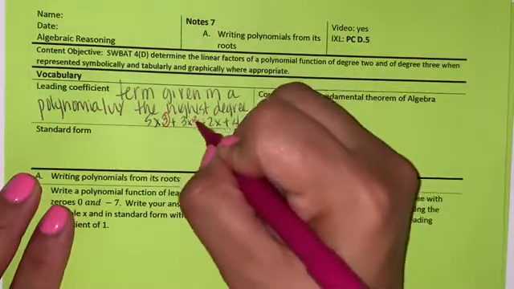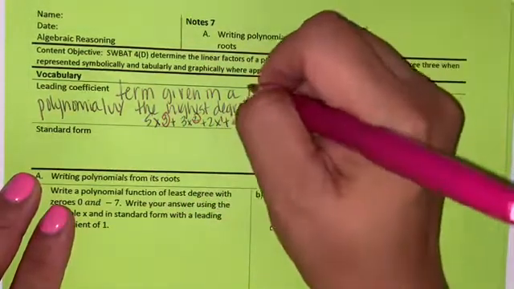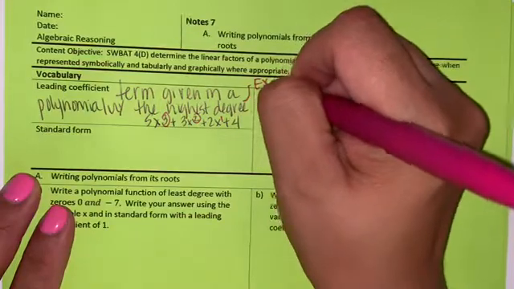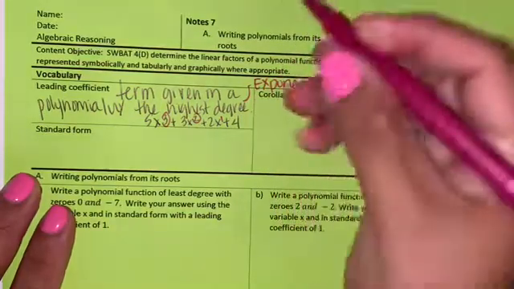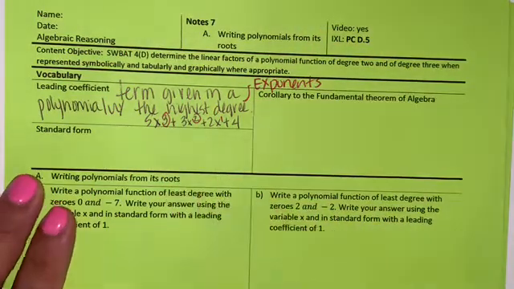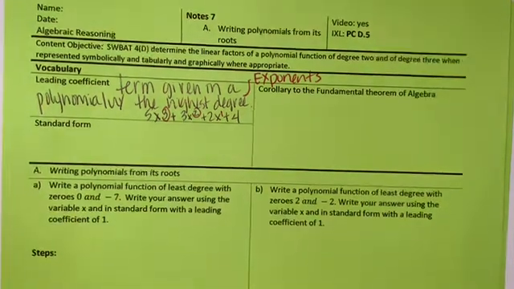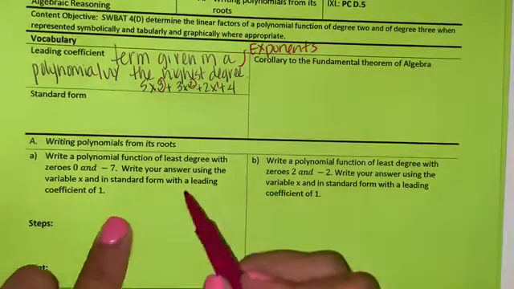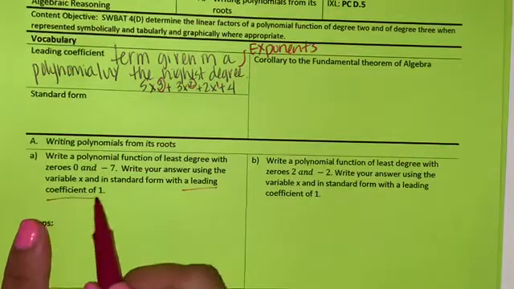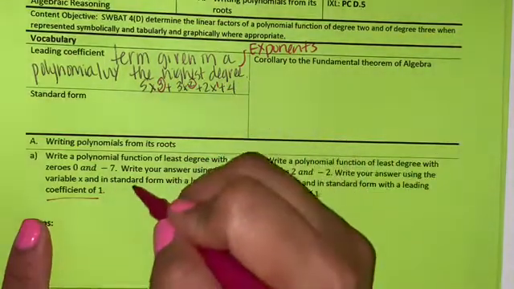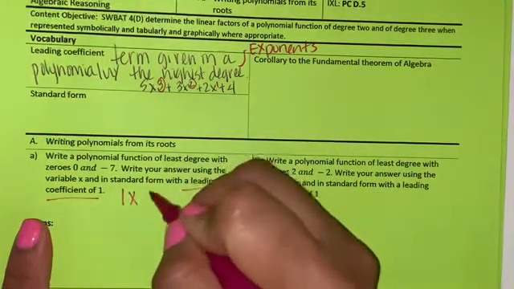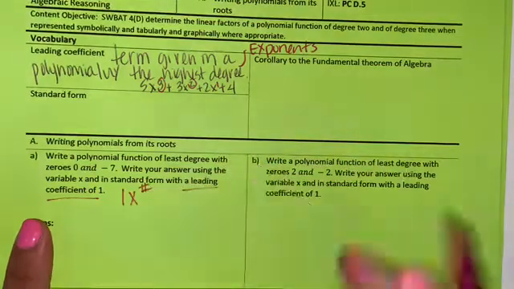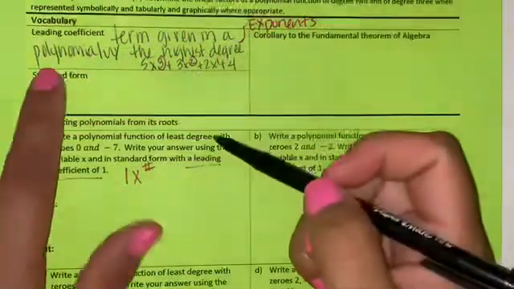So the degrees are the exponents. So there's these numbers right here. So degrees are exponents, and you're looking for the highest exponent. So in the case of these problems where we're asking you to do a leading coefficient of 1, we're basically saying that you're going to have 1x to some number. Okay? Now we have the word standard form.